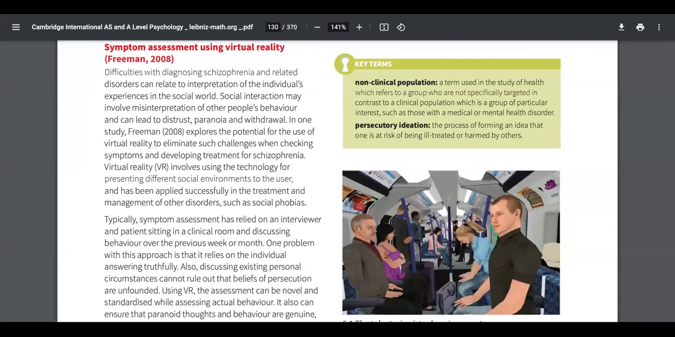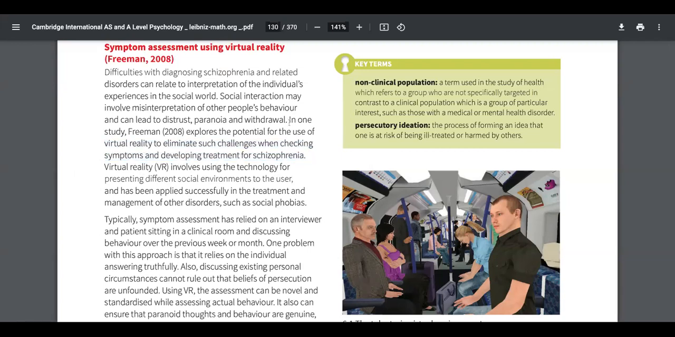Difficulties with diagnosing schizophrenia and related disorders can relate to interpretation of the individual's experiences in the social world. Social interaction may involve misinterpretation of other people's behavior and can lead to distrust, paranoia, and withdrawal. In one study, Freeman explores the potential for the use of virtual reality to eliminate such challenges when checking symptoms and developing treatment for schizophrenia. So it's not just checking symptoms, it's also for developing treatment. The whole procedure is required for these two things.